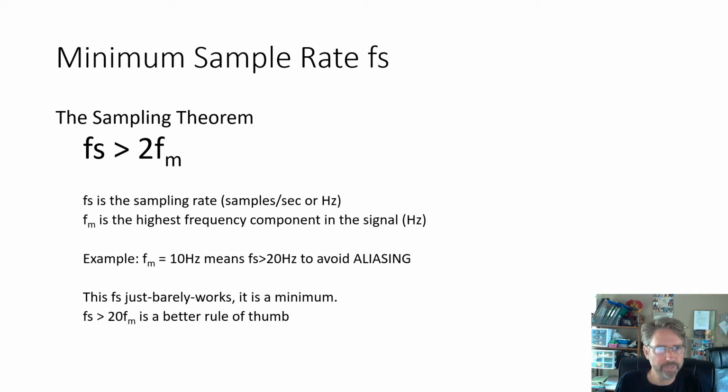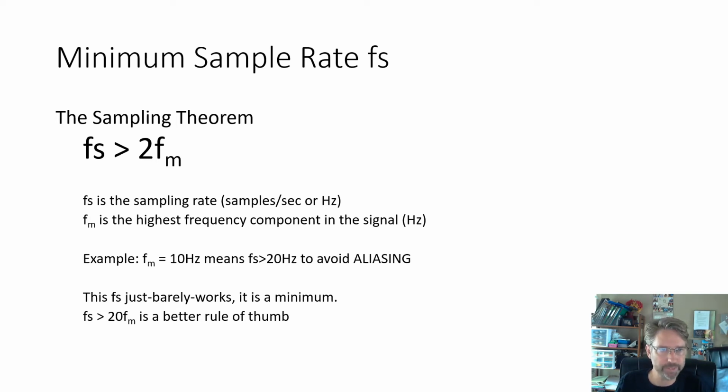So if you remember, the sampling theorem says that you must sample at a faster rate than twice the highest frequency in the signal. So Fs greater than 2Fm is the sampling theorem. And this just barely works, so this is a minimum. Sometimes 20 times or something like that is a better choice. But what we're asking now is, what is Fm? How do we find the maximum frequency of a signal?